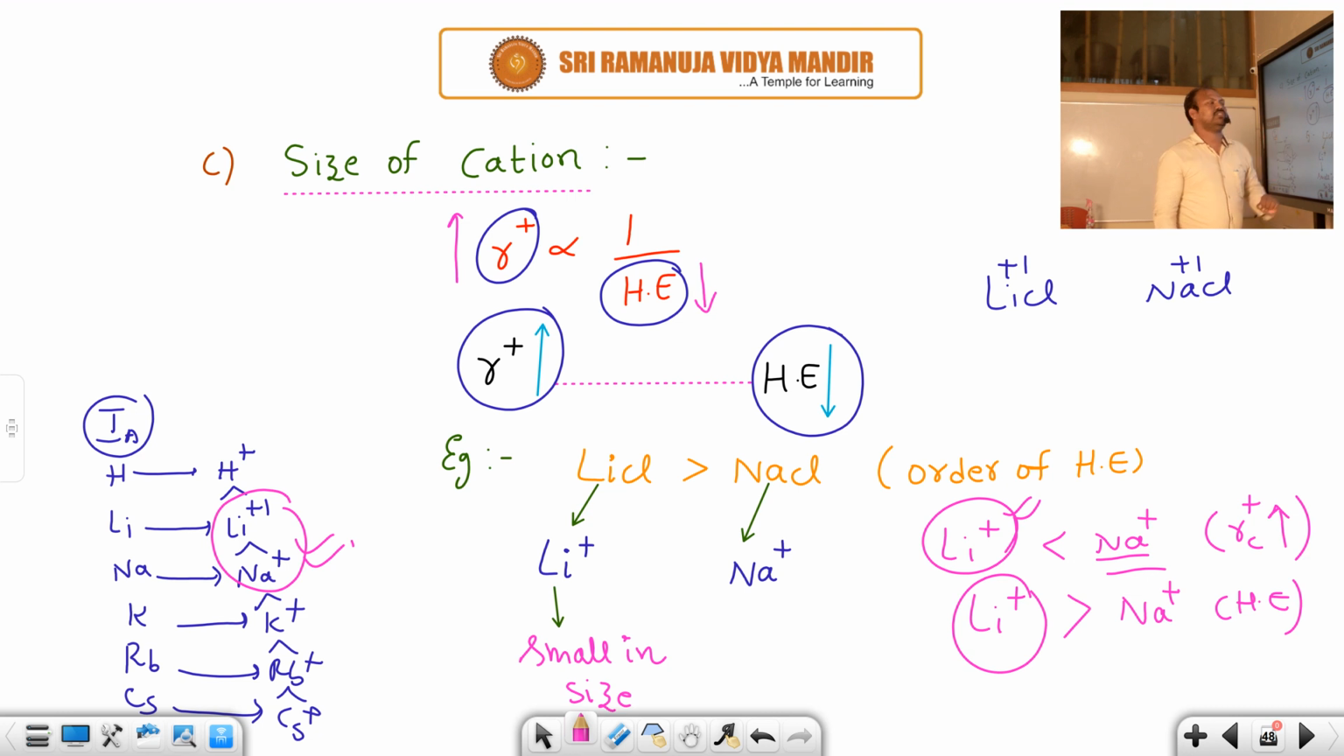The radius of the cation is inversely proportional to hydration energy. As cation radius increases, hydration energy decreases. Na+ has a larger cation radius, so it has the least hydration energy. Li+ has a small size. When the radius is small, Li+ has a high hydration energy.